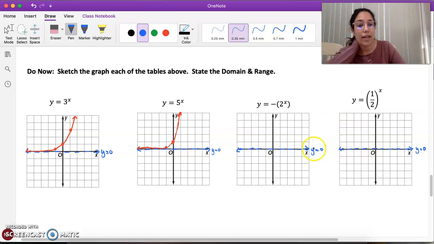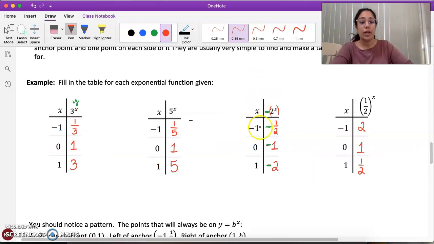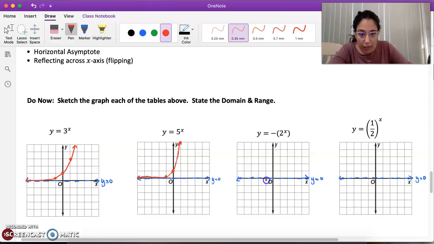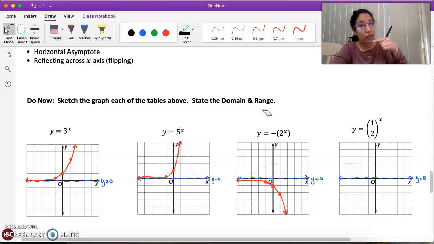Put the y equals 0 asymptotes for these two. Now let's graph this one. For this one, our points were (-1, -1/2), (0, -1), and (1, -2). All of them are negative because, again, we negated them. And now we still have the horizontal asymptote of 0. But notice it looks the same, it's just flipped over the x-axis, the same way we already know from other graph transformations we've done.